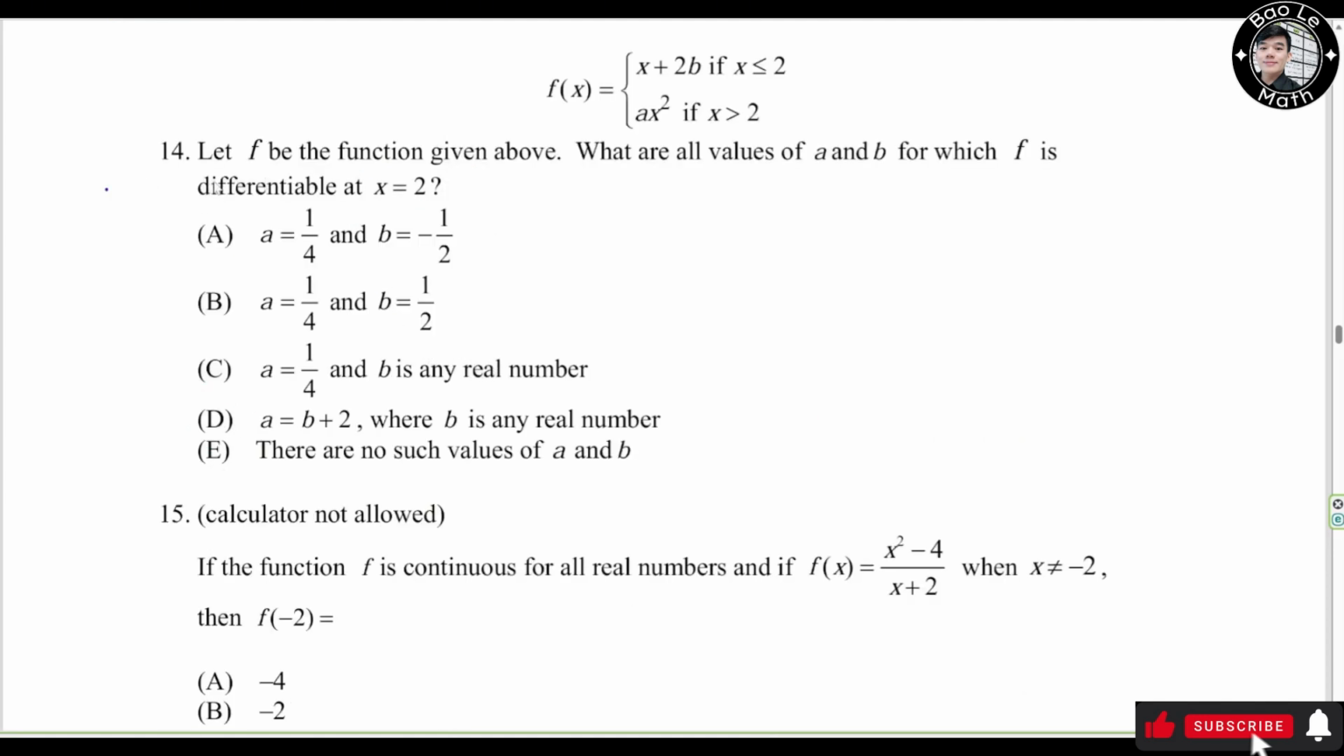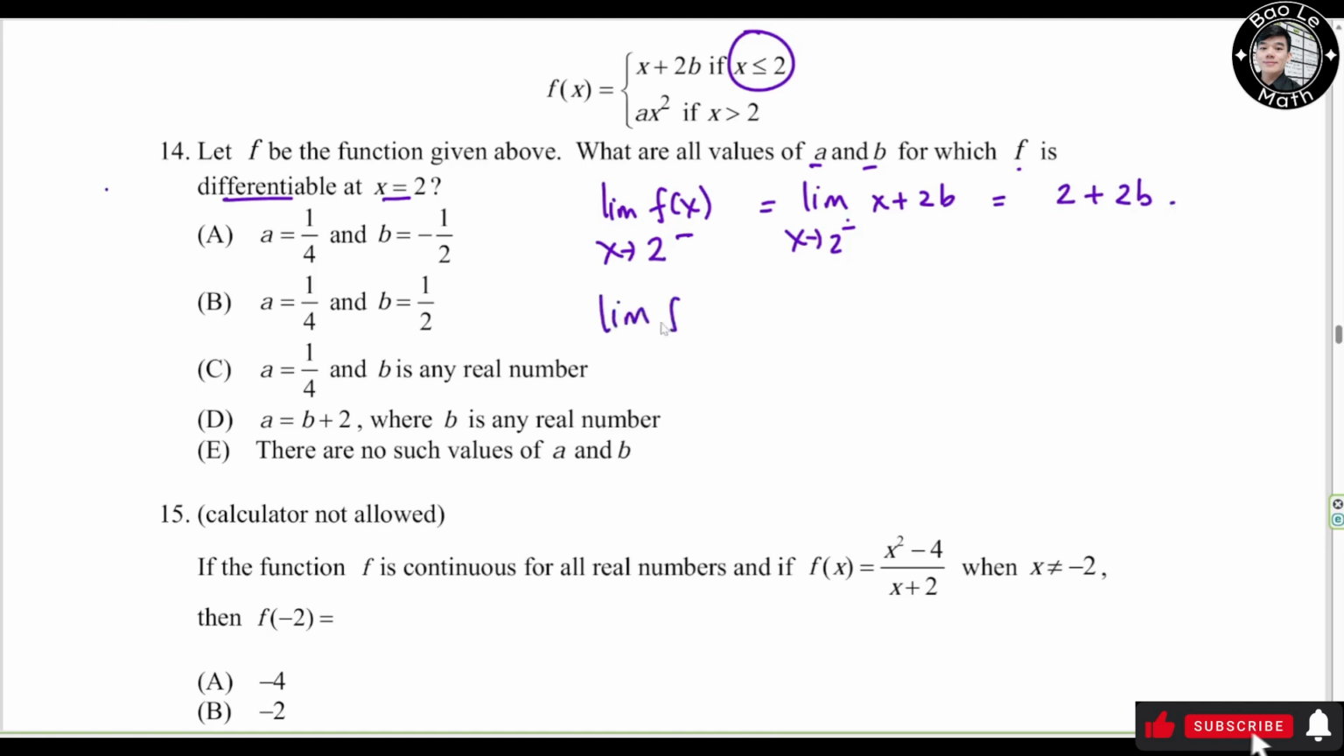Now let's move on to question number 14. Let f be the function given above. What are all values of a and b for which the function f is differentiable at s equals 2? Now, in order for the function to be differentiable, it must be continuous first, right? So, we need to find the limit of the function f of s when s approaches 2 from the left, right? It's going to be this guy right here. So, substitute 2 for s. So, it's going to be the limit of s plus 2b when s approaches 2 from the left, and it's going to be 2 plus 2b, right?